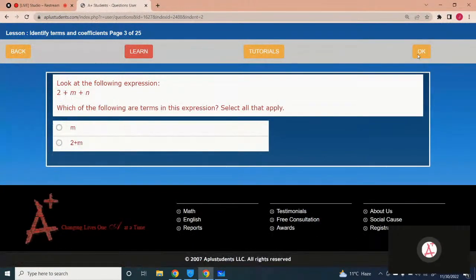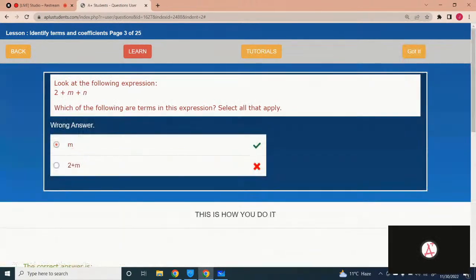The next one is look at the following expression. Which of the following are terms in the expression? M or 2 plus m? 2 plus m is the term in the expression. Got it? Just select the correct option. Here you have 2 plus m. That is the term in the expression. Terms are the ones that are combined together with any of the mathematical operations. Got it? So select the correct option, then click on the OK button.